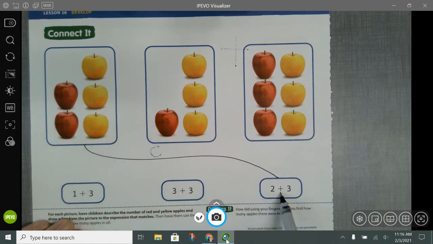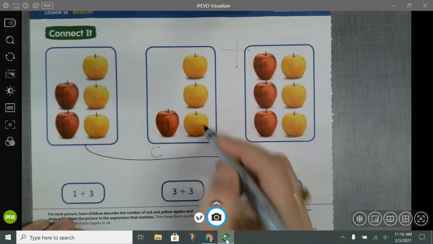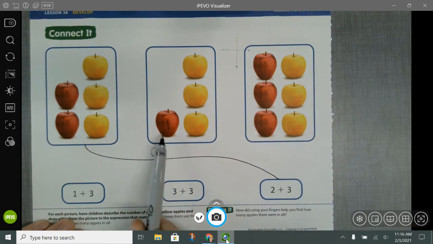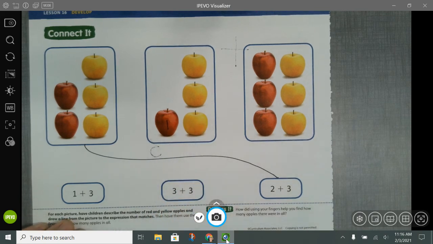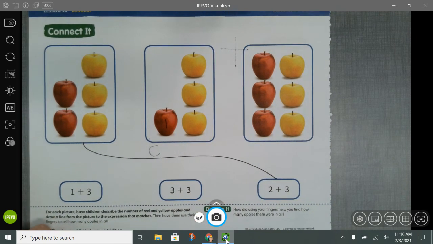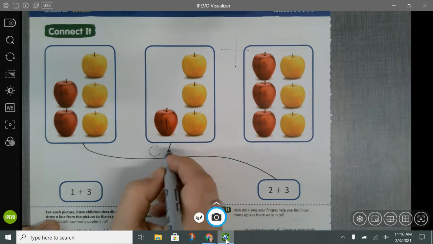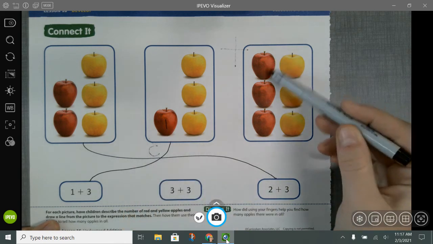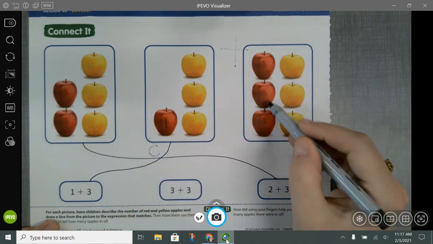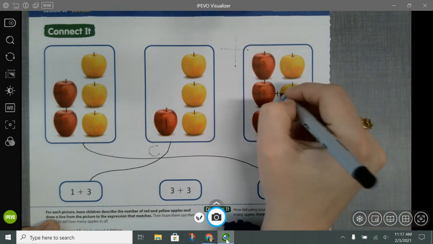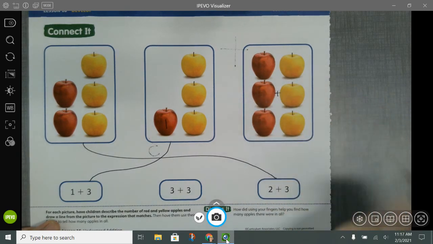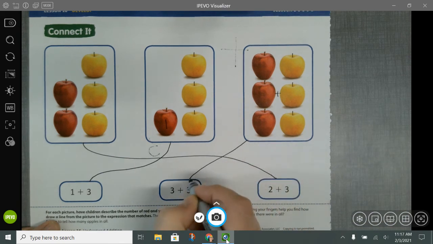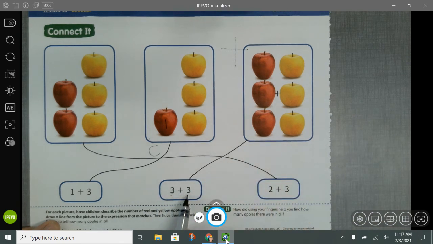2 plus 3. Okay, let's do the next one. 1. How many are here? 3. So 1 plus 3. Where's the 1 plus 3 equation? Good. Match them up. 1 plus 3. How about here? 3 plus 3. Perfect. Check it. 3 plus 3.